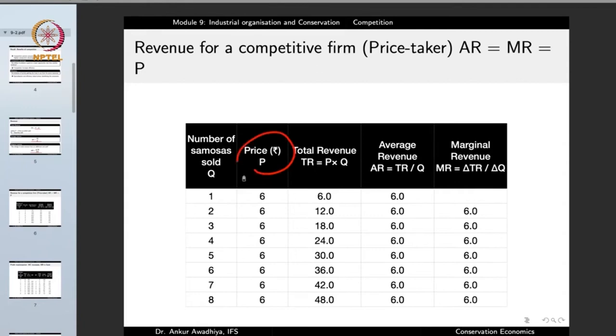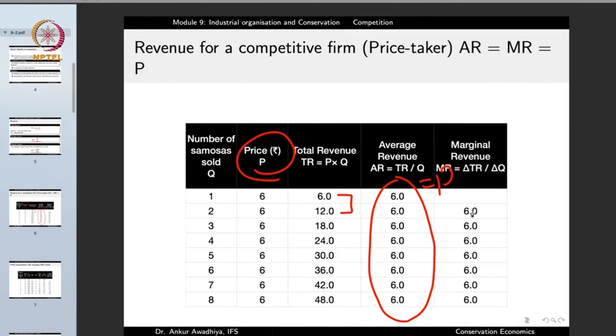So P here is 6 rupees, and here we are finding that this is also equal to 6. Now, in the case of marginal revenue, it is delta TR divided by delta Q. So delta TR is the difference between this TR and this TR. 12 minus 6 is 6, divided by delta Q, which is an increase of 1.